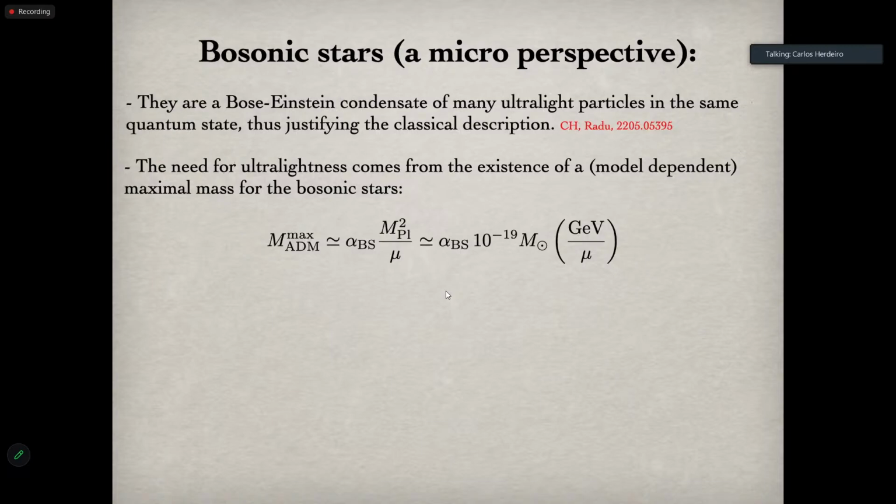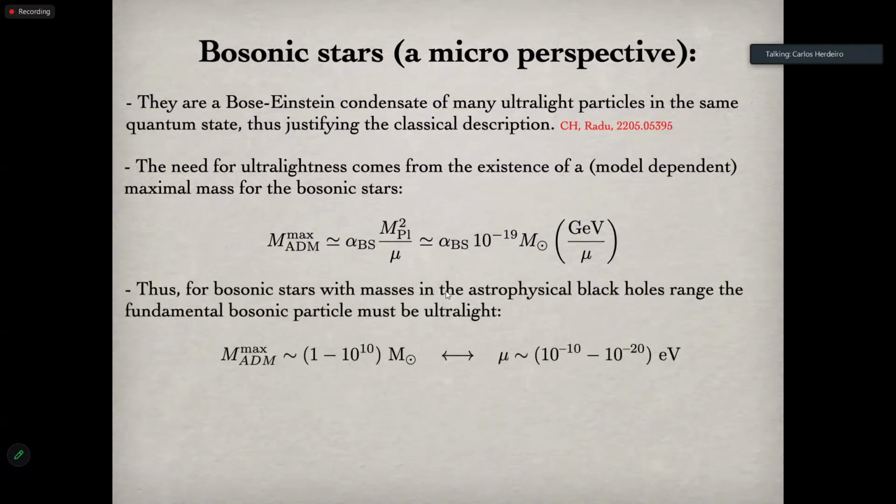And when I say maximal mass, I mean a maximal ADM mass. So this is the typical scaling for that ADM mass of the star, which goes as 10 to the minus 19 solar masses times the inverse of the particle's mass in giga-electron volt. Thus, for bosonic stars with masses in the astrophysical black hole range, so that, for example, they could mimic black holes, the fundamental bosonic particle must have an ultralight mass within this range that you see here, 10 to the minus 10 to 10 to the minus 20 electron volts.